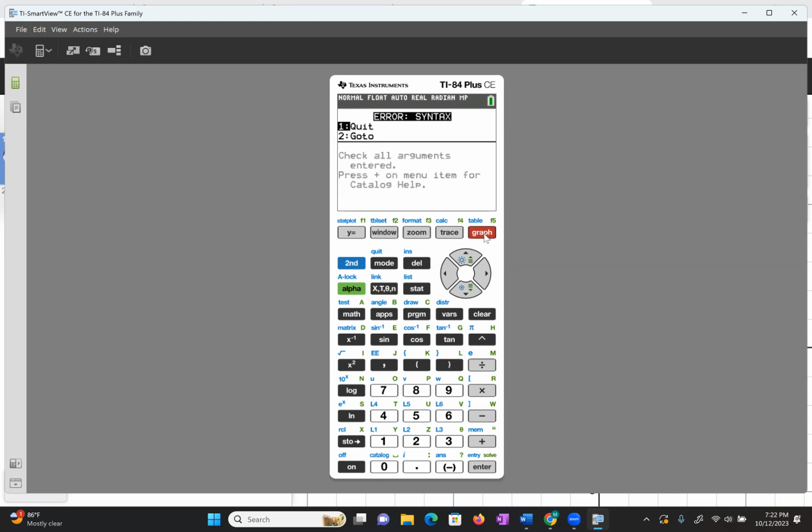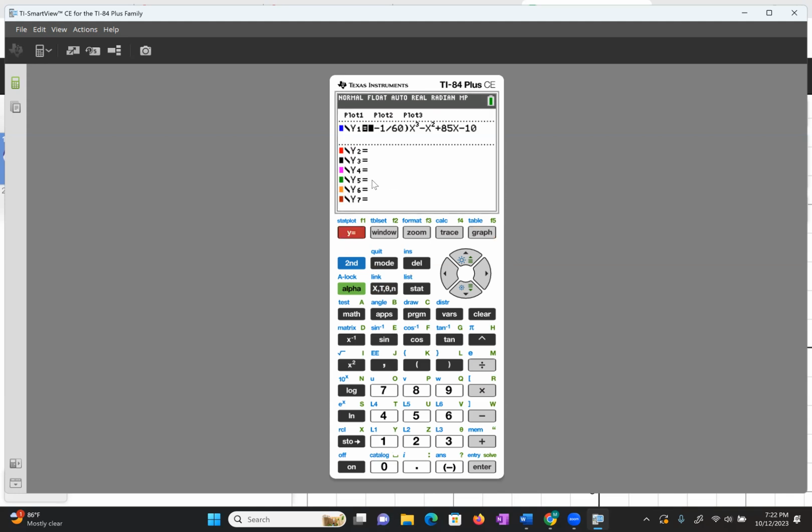Let's see. Oh yeah, thanks. Appreciate that. Go back. Let's put in a little integer instead. A very sensitive calculator. Just a little integer. We try and graph that again.